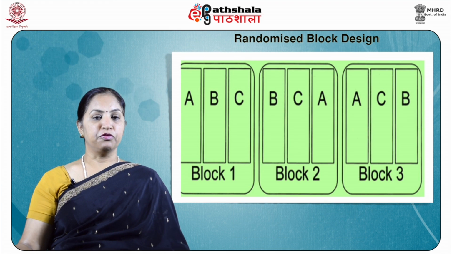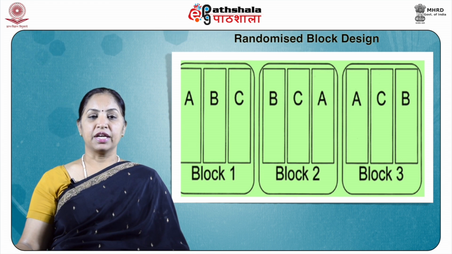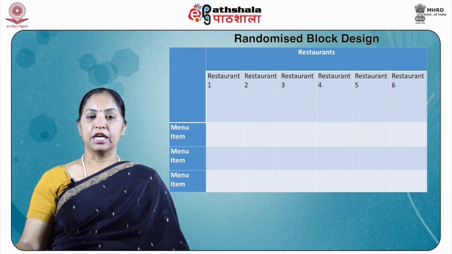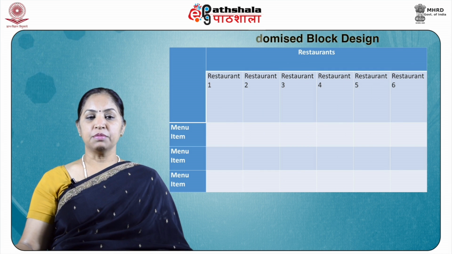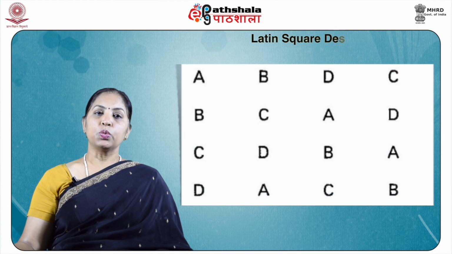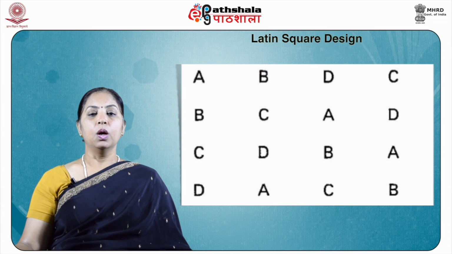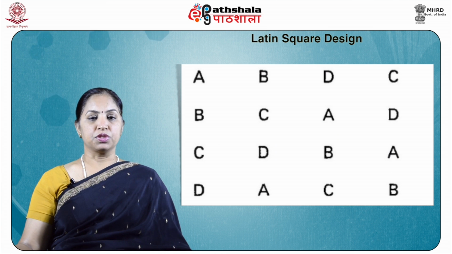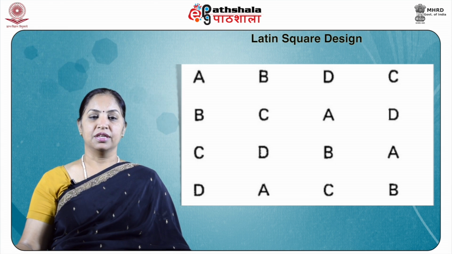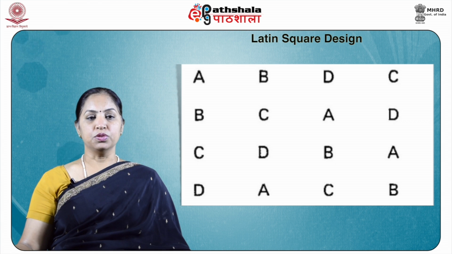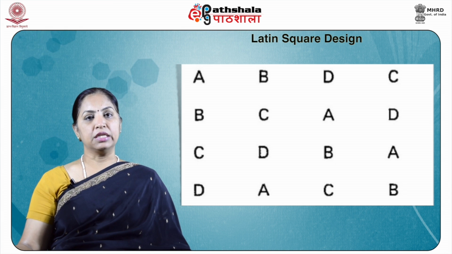You can have a look at the figure to understand the concept of randomized block design. We can find the restaurants being numbered in the columns and the menu items in the rows. The randomized block design is there. The Latin square design. Latin square designs are used to simultaneously control or eliminate 2 sources of nuisance variability. That is, variation can be controlled in 2 directions. This design is laid out in rows and columns, and each treatment occurs once in each row and each column.